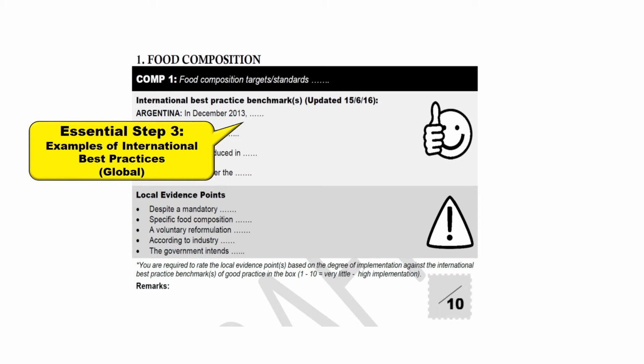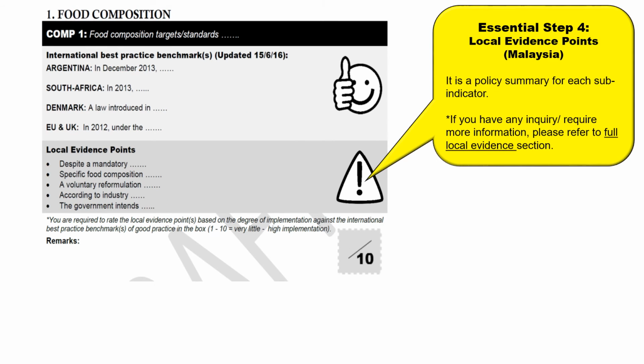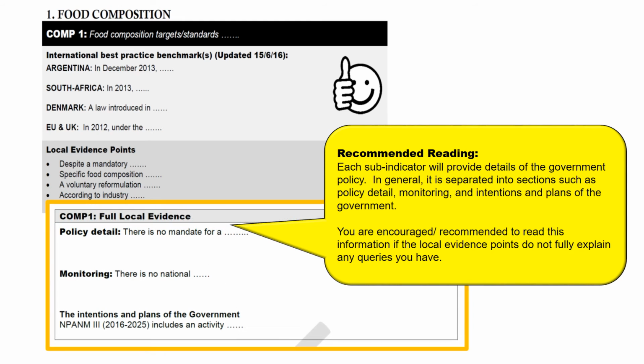Step number 3, we will look into the section with an icon of a thumbs up, which summarizes examples of international best practice from around the world. For step number 4, we are looking into the section with the exclamation mark. It is a local evidence point for each sub-indicator. If you have any inquiry or require more information, please refer to the full local evidence section. So it is a recommended reading.